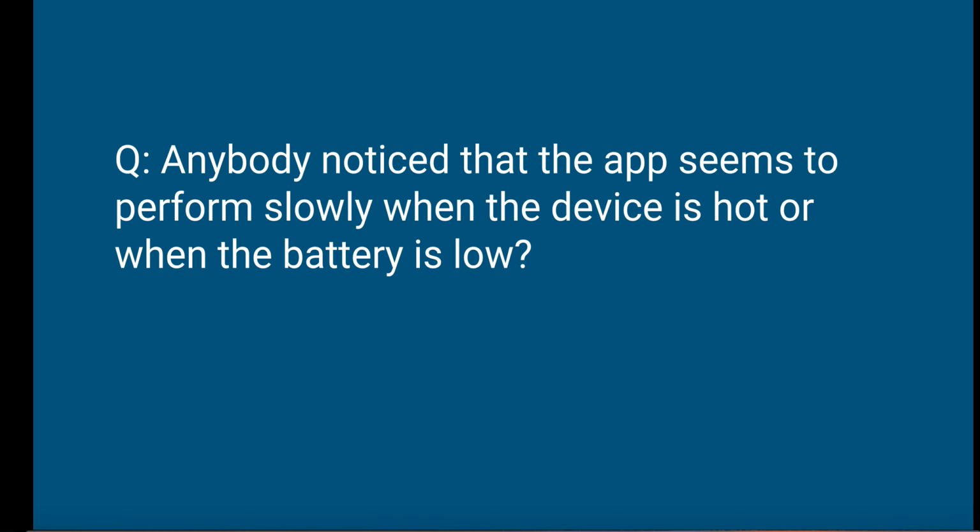Now one question. Has anybody noticed that the app seems to perform slow when the device is hot or when the battery is low? Just think for a minute. What I want to say is that whenever your battery is below 10% or 15%, or when your device is very hot, some apps behave randomly, right? They crash or they become very slow. There is a reason behind that. So you should test your app when your battery is at 5%, 1%, 2%. There is a threshold level for the battery, so you should test your app in those conditions.